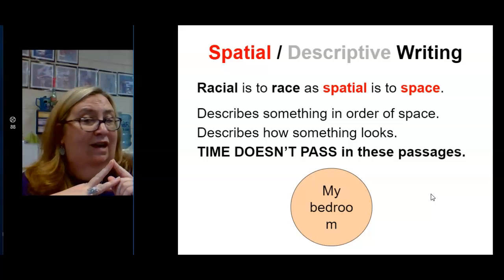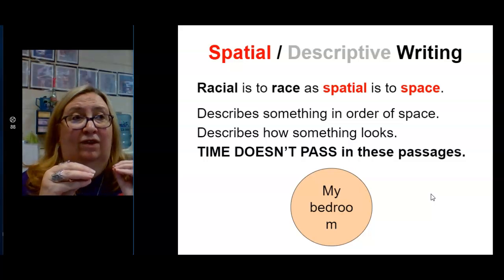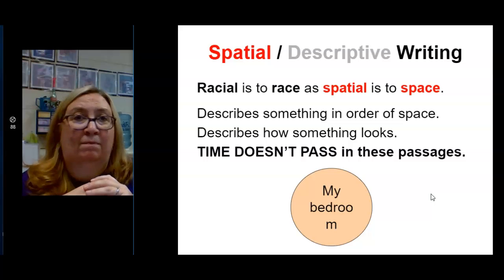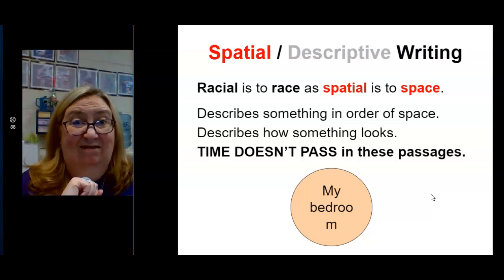In descriptive writing, time does not pass. You're looking for lots of adjectives. You're looking for lots of things about the space. You're looking for just descriptive words for your descriptive writing. That's it.